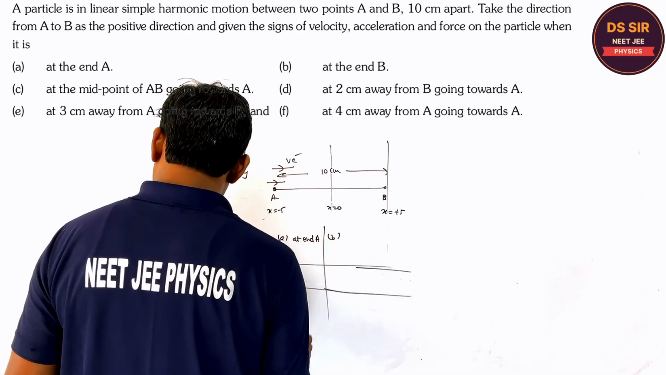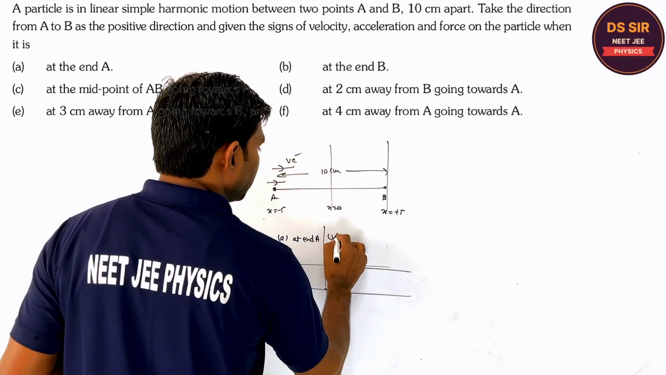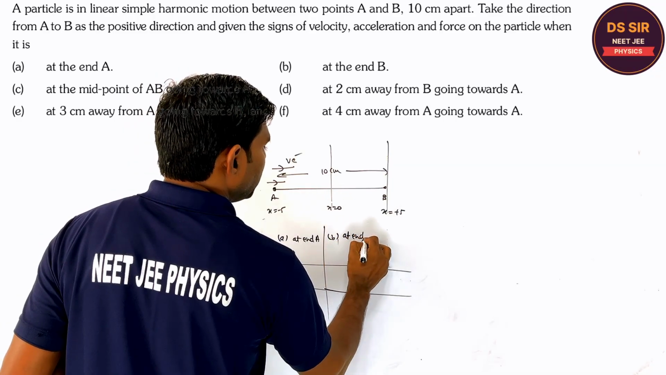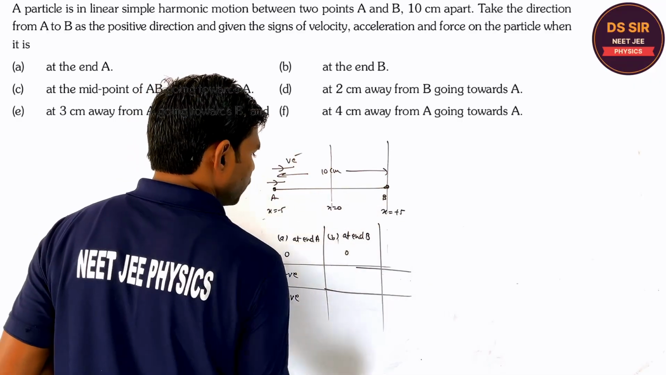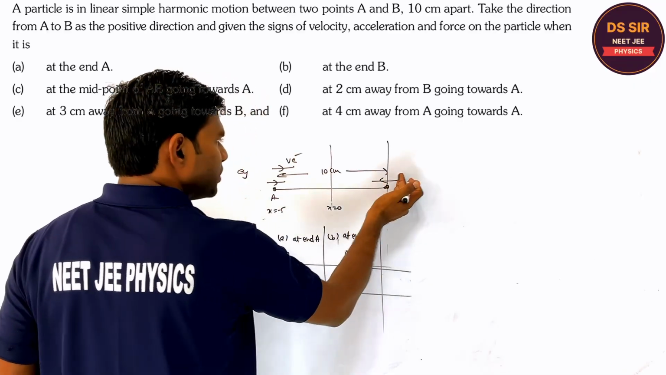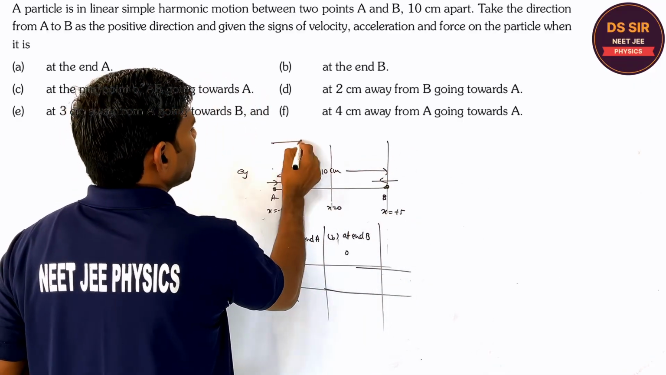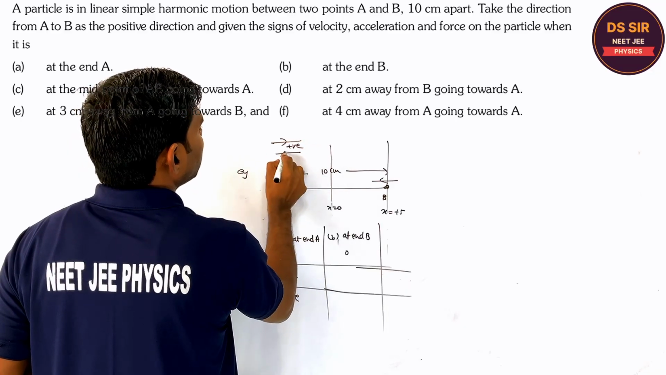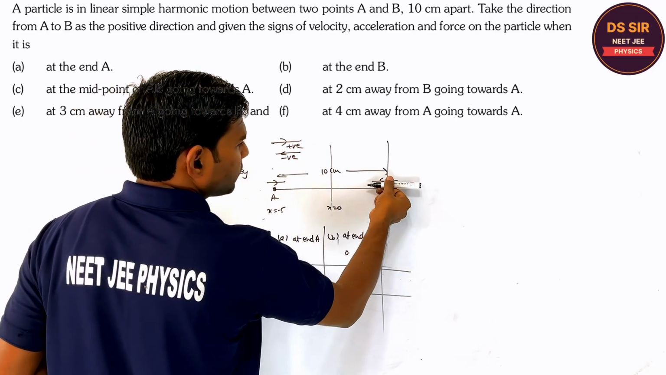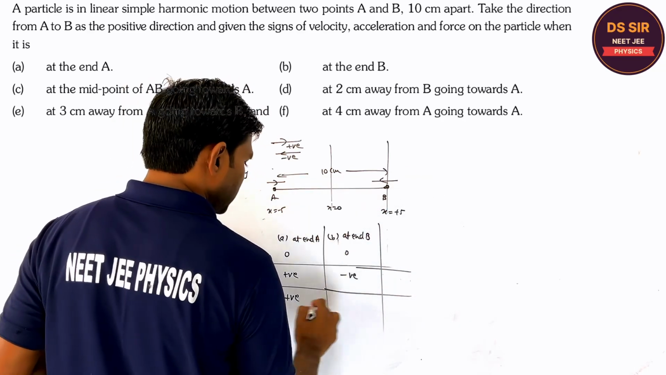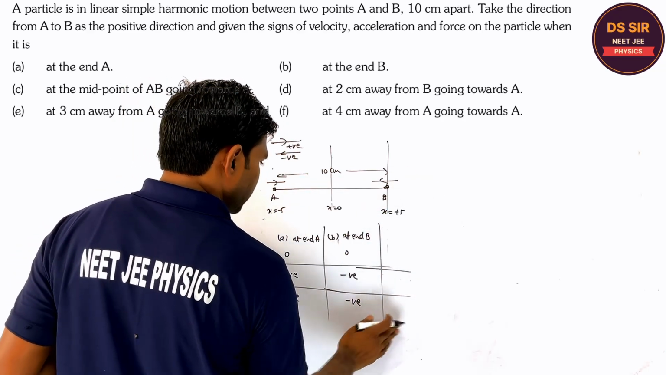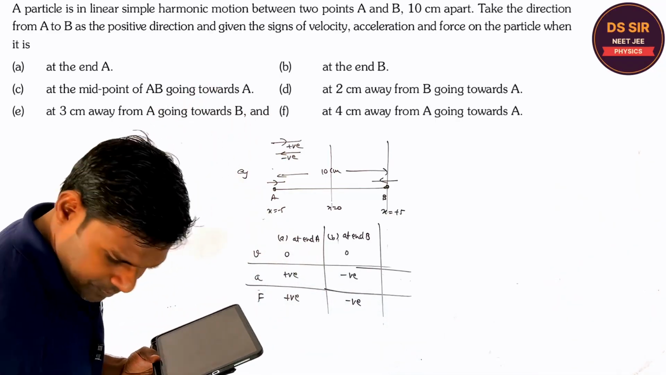B part. When it is at end B, what is the velocity? Say 0. What is the oscillation? Say negative, because this direction is taken as positive and therefore this direction is negative. So the oscillation is negative. The force is also along the direction of the oscillation, say negative. Is it clear or not?